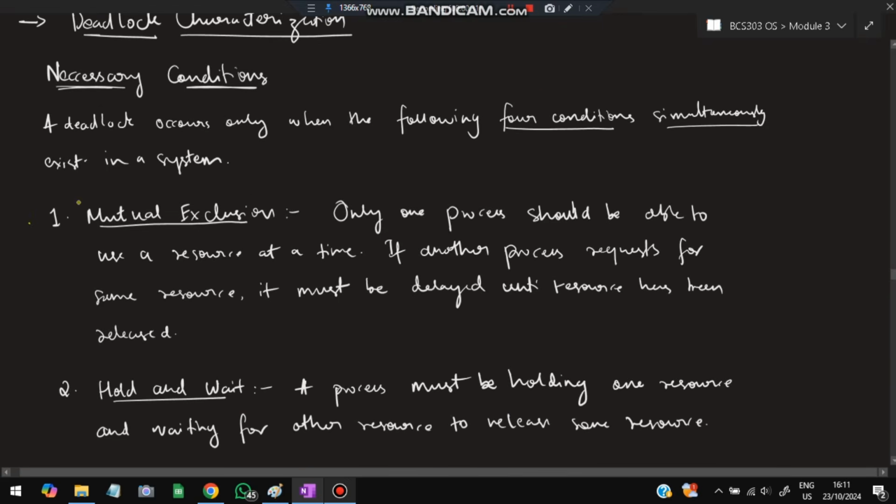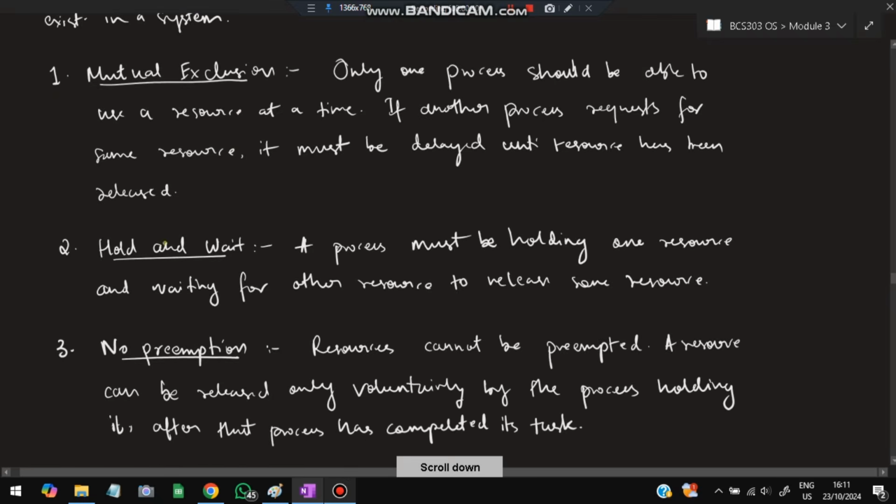First is mutual exclusion. Only one process should be able to use a resource at a time. If another process requests the resource, it must wait. Okay. Then hold and wait: a process requesting a resource is also holding a resource. It is holding one resource and also requesting another. Okay. That is the second condition.